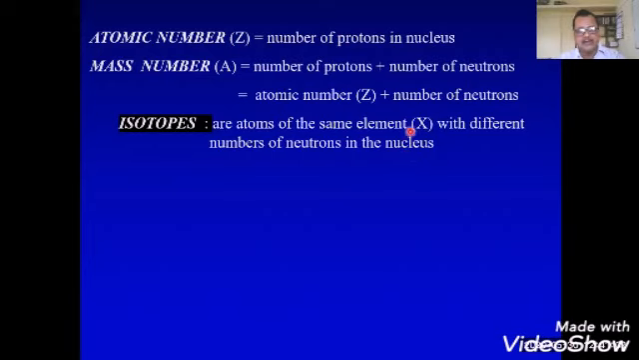That means they have the same atomic number, but a different number of neutrons in the nucleus. That means isotopes will have different mass numbers. So isotopes, in simple words, are atoms of the same element but with different mass numbers. And the mass number is different because isotopes have a different number of neutrons present in their nucleus.